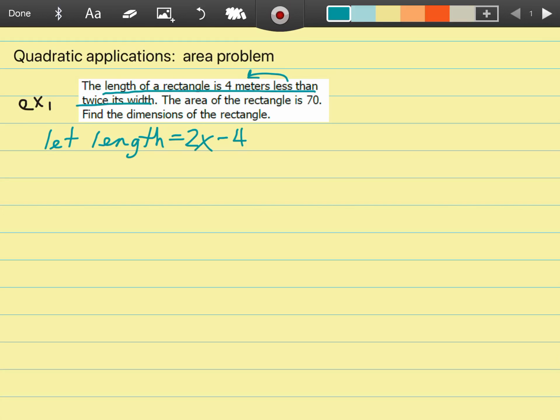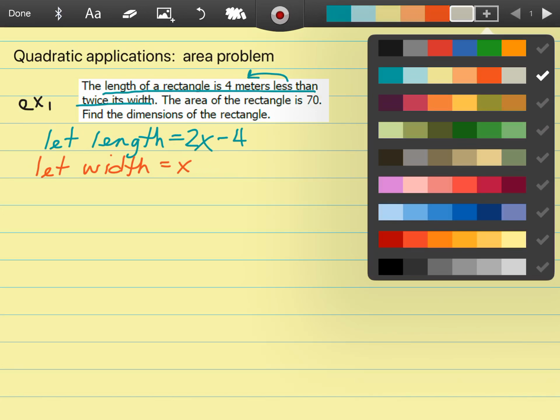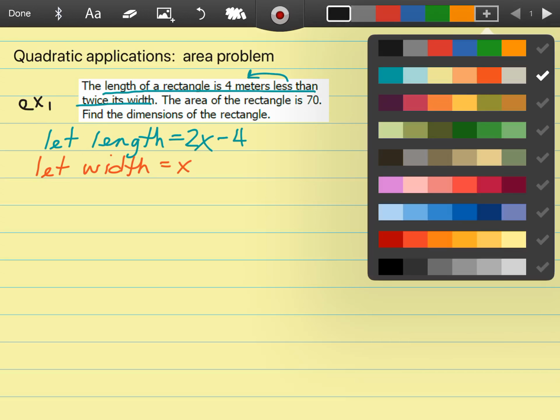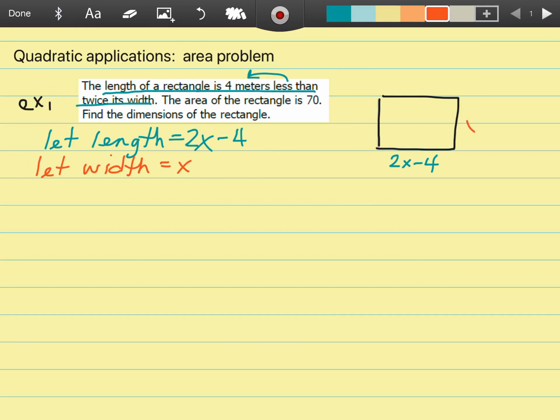Okay, now if you recall, we're going to let the width just equal x, because that is the side of the rectangle that we know nothing about. And if I were to draw a rectangle for you, actually let me use a darker color, the rectangle is going to look like this, where my length is 2x minus 4 and my width is x. Okay.